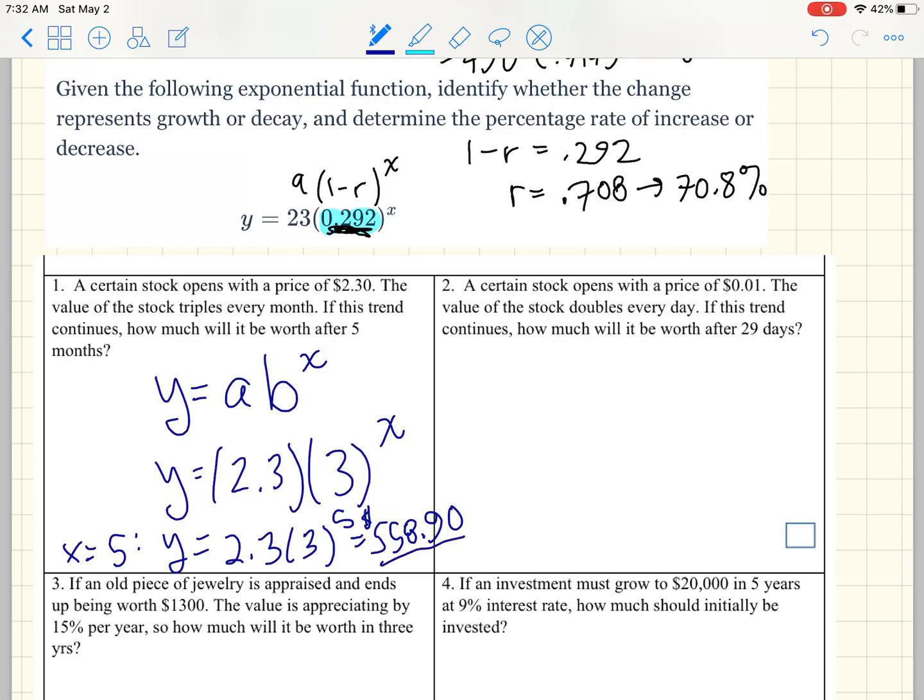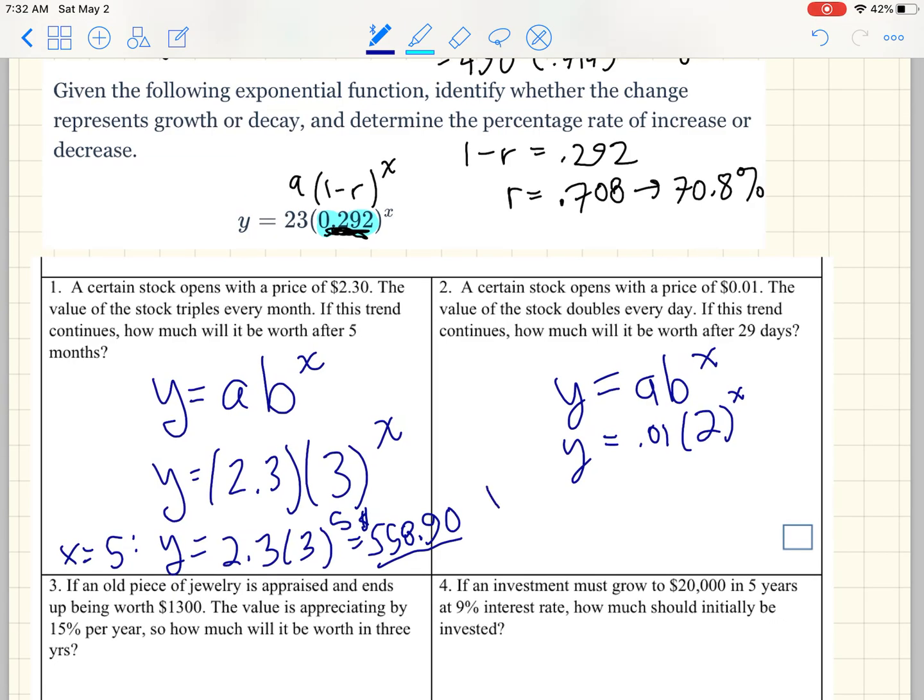Okay? All right, this number 2 says a certain stock opens at a price of a penny and it doubles every day. What is the value after 29 days? Okay, so the initial A value is a penny. B is what's happening, doubling. And so we're talking about 29 days later. So 1 penny after 29 days of being doubled is huge because it's an exponential model.